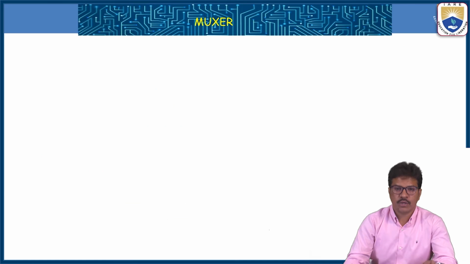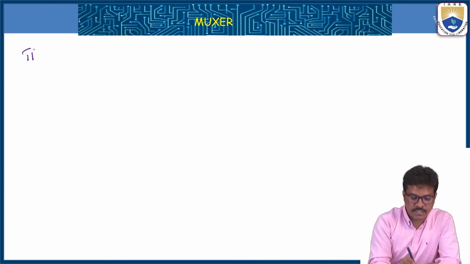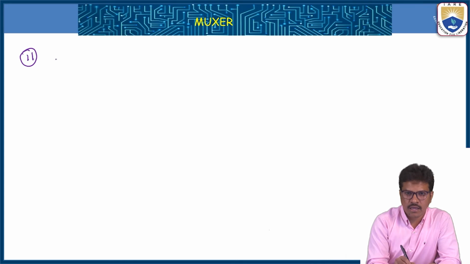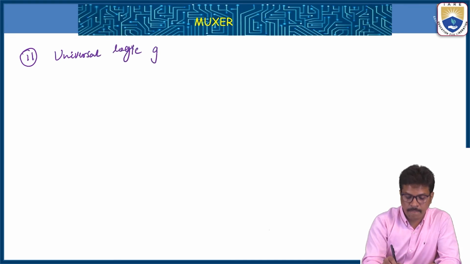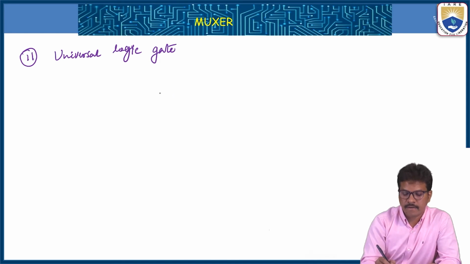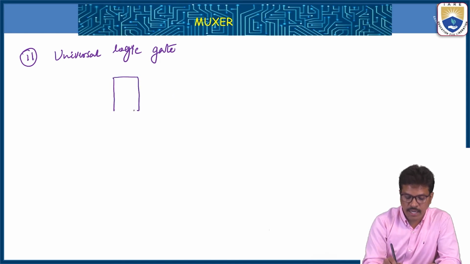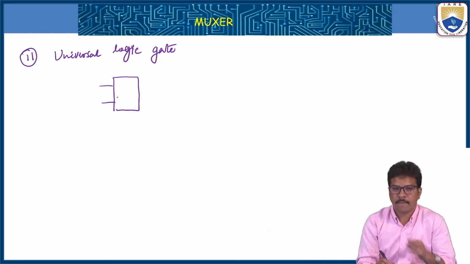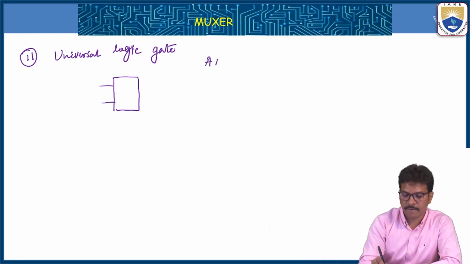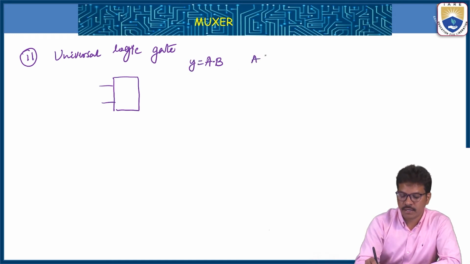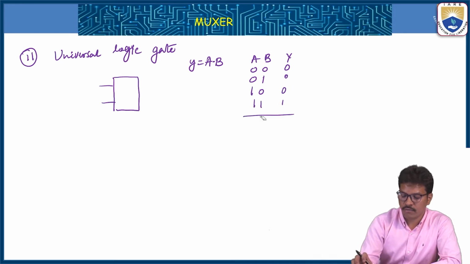The second application of this multiplexer is that you can implement it like a universal logic gate. You can take a 2:1 multiplexer, and you can implement any gate. For example, if I am designing an AND gate, y is equal to a and b. You know the truth table for the AND gate is a, b and y: 0, 0, 0; 0, 1, 0; 1, 0, 0; 1, 1, 1. You will get all zeros, only 1, 1 gives 1.